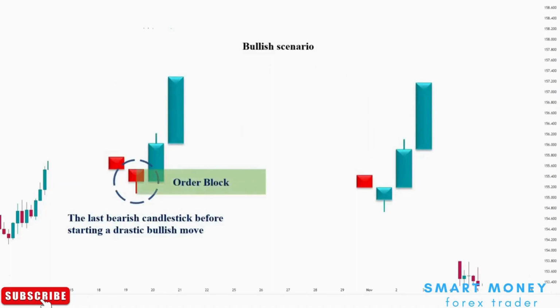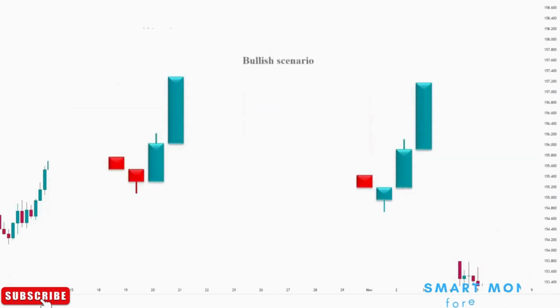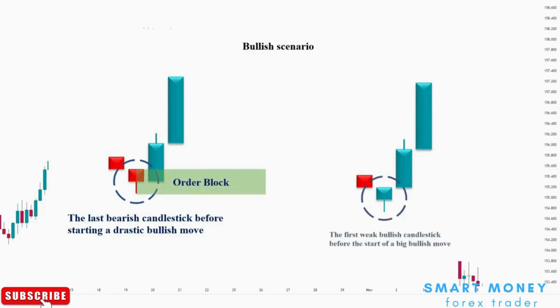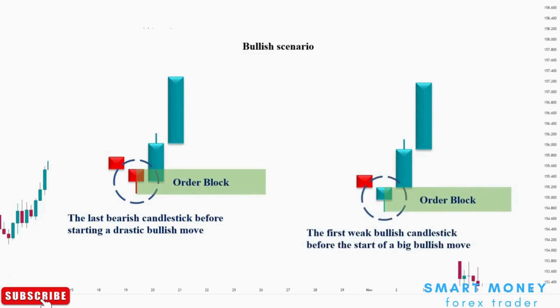In a bullish scenario, the last bearish candlestick before the start of a heavy bullish move is identified as the order block zone, or the first weak bullish candlestick before the big move. The same concept applies to the bearish scenario.